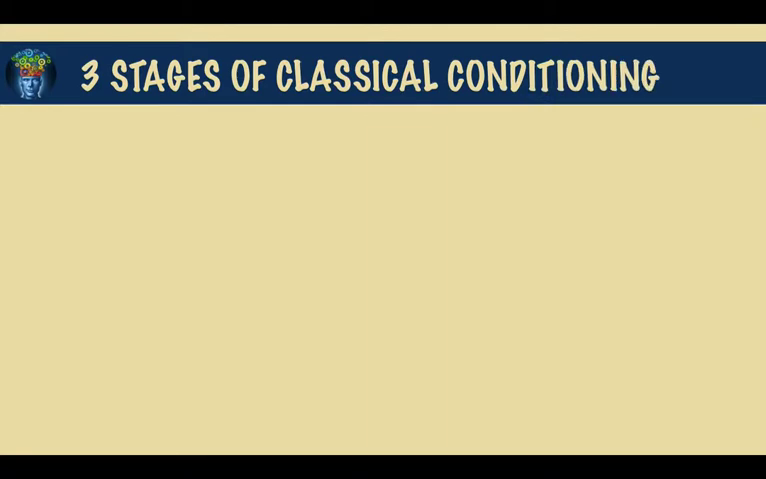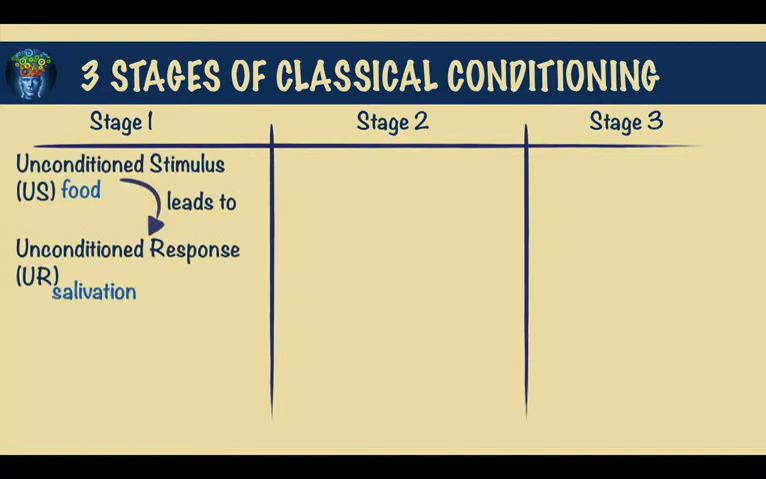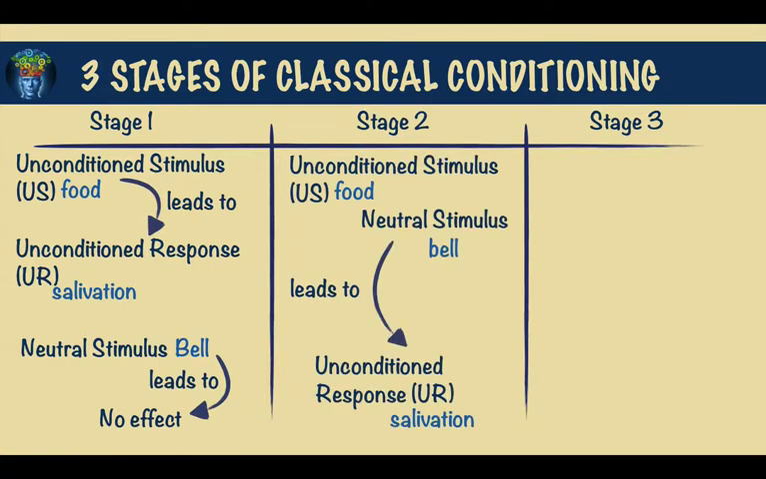Let's illustrate this. In classical conditioning, there are essentially three stages. Stage 1 is an unconditioned phase, where we have the unconditioned stimulus, the food, which causes the unconditioned response, the salivation. We also have a neutral stimulus, a bell, which at this point in time has no effect. Stage 2 is an acquisition or training phase, where the US is paired with the neutral stimulus. Because the US is still present, this pairing leads to the UR, the salivation. After repeated pairing, an association is formed.